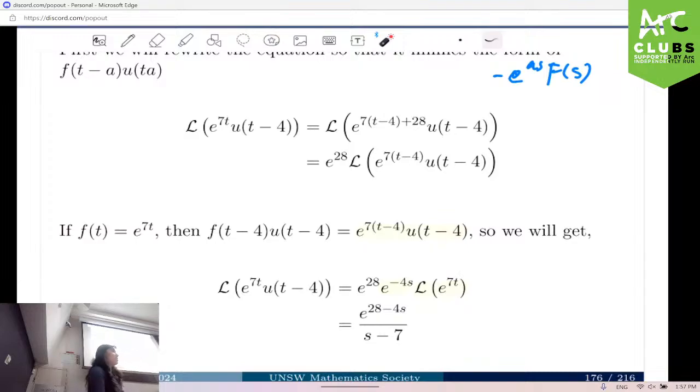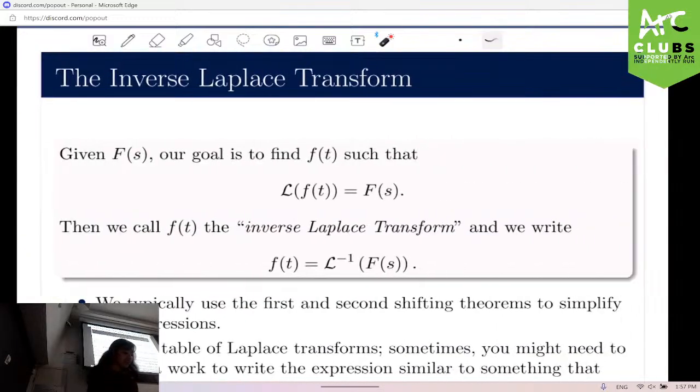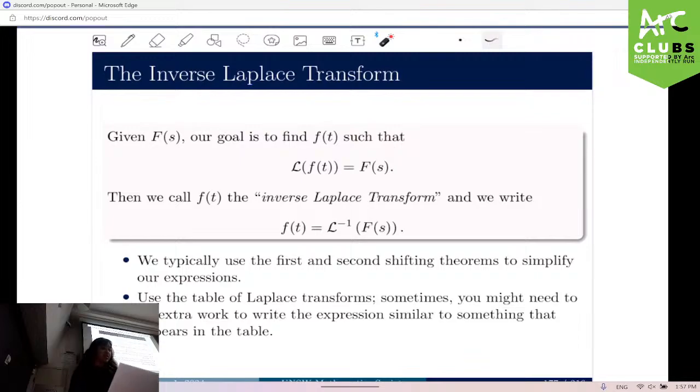Okay? Is everybody clear so far with the shifting theorems? Anybody have any questions about it? No? Well, I will bring good news because we are only going to have 2 shifts. So that's all the shifting theorems there are. Yay! Okay, so now we are going to talk about the inverse Laplace transform.